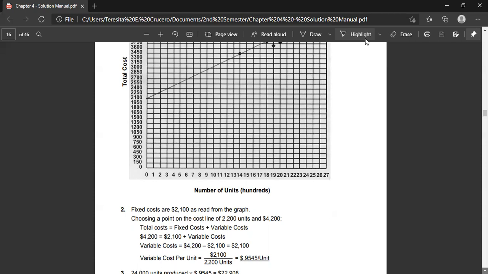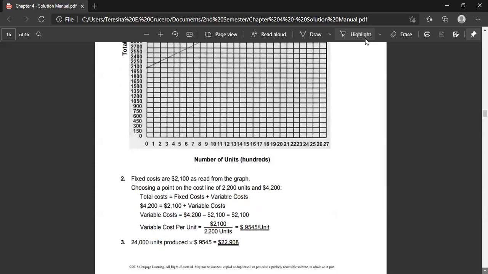So you have a difference of 2,100. The variable cost per unit is 2,100, the difference, divided by 2,200 units. So it gives 0.9545 per unit. That's the variable cost per unit.